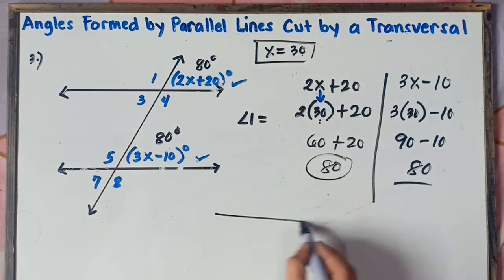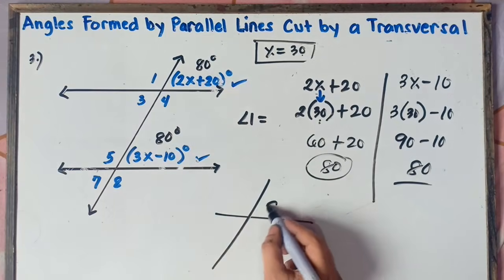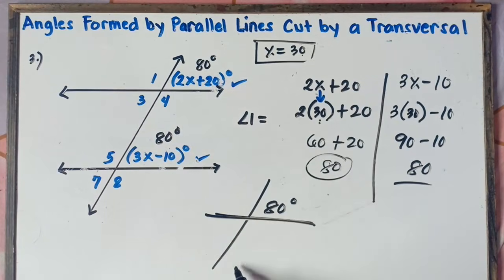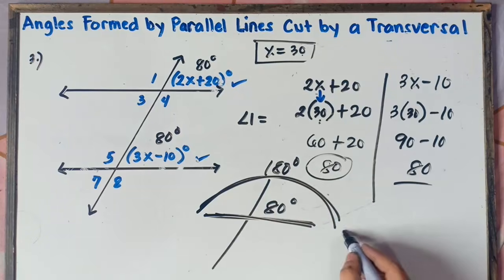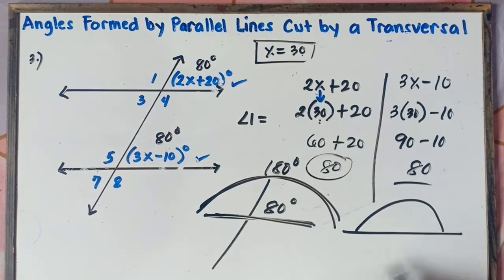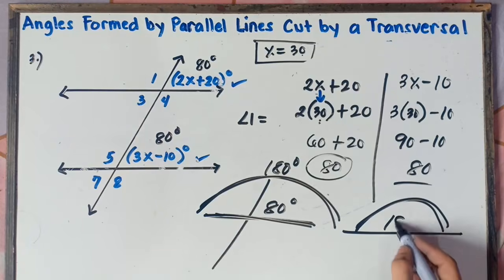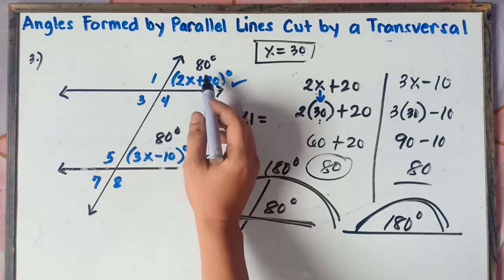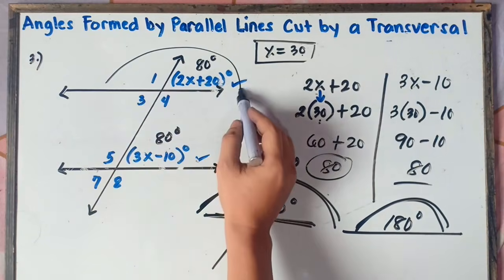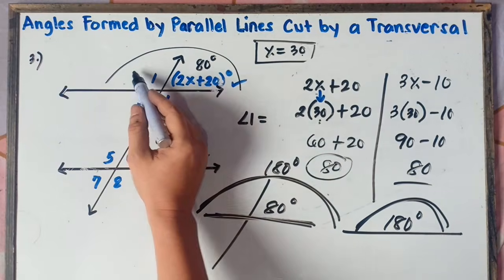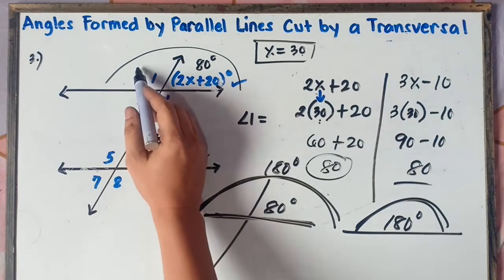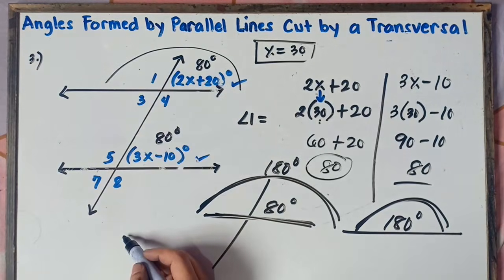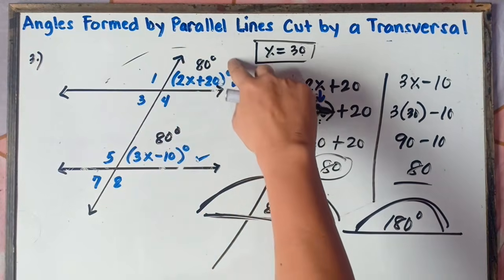Linear pair. If you have a straight line, let me just draw that one, class. This is 80 degrees, right? If you have a straight line, you can form a straight angle. A straight angle is always 180 degrees. Now, if this is 80, therefore, we can form a straight angle right here. If this is 80, this should be 100, right? Because 100 plus 80 is equal to 180. But if you're confused, class, let me just recall.